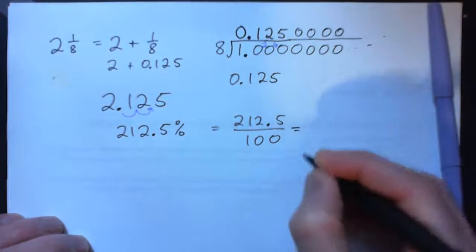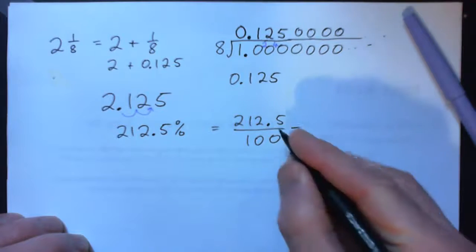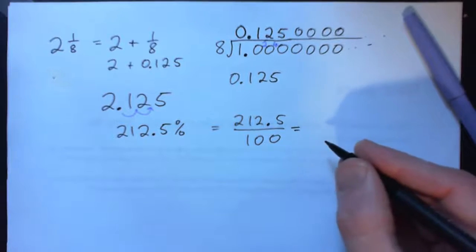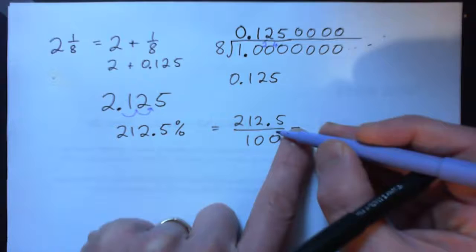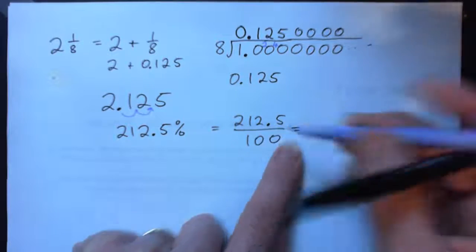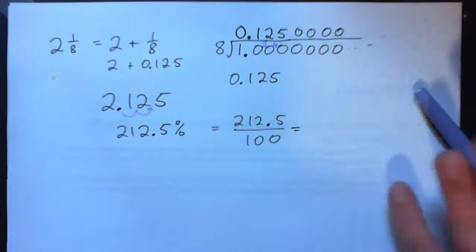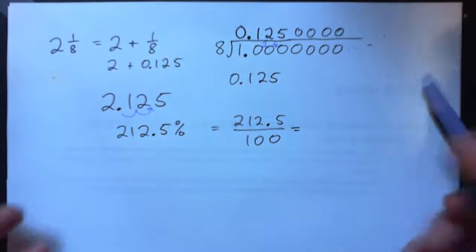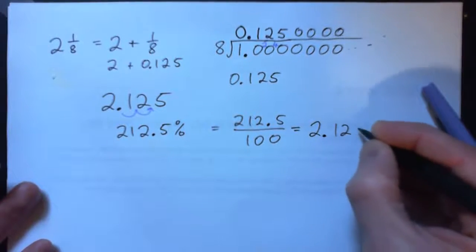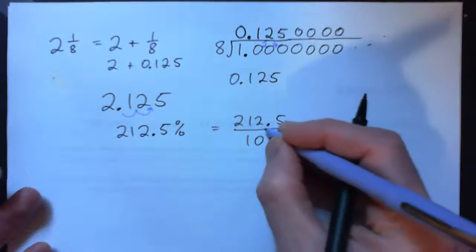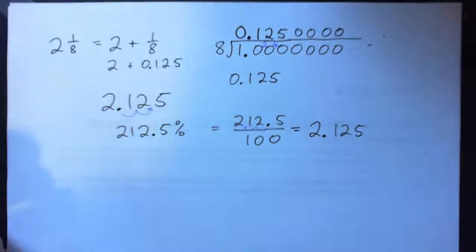And if you divided that by 100, you'd be back to a smaller number, right? Like if you divide it by 10, you'd move the decimal point over here. Divide by 100, move it 2 spots to the left, right? So the point is, if I divide by 100, it's going to be a much smaller number, yes? And you'd be back to 2.125 because you would move the decimal point 2 spots to the left, right?